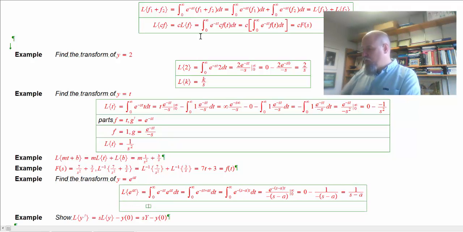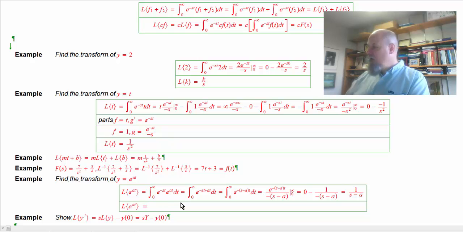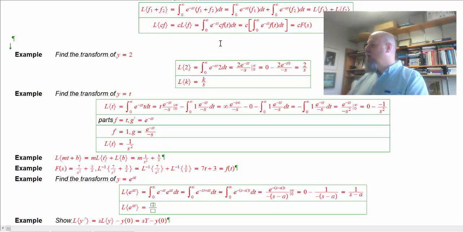So what did we just prove? We proved that the Laplace transform of e to the at is equal to 1 over s minus a.